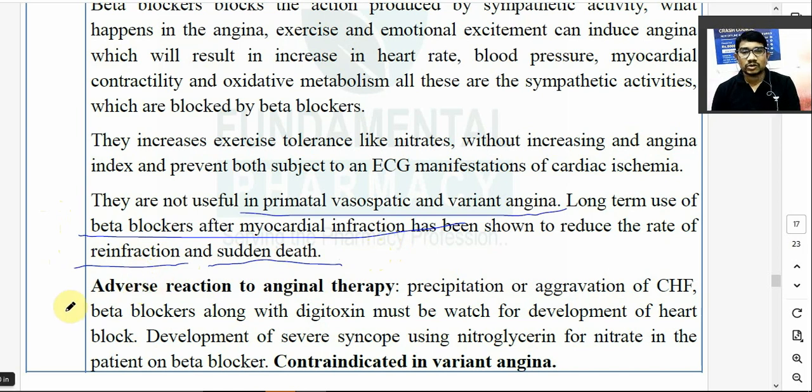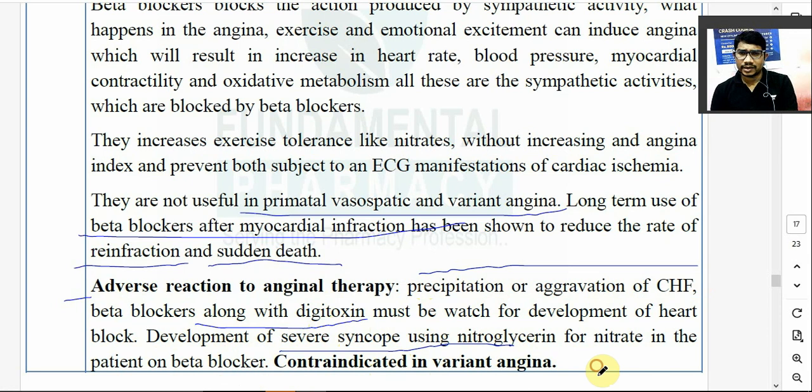Adverse drug reactions of beta blockers. So they can precipitate or aggravate congestive cardiac failure. Beta blockers themselves can create congestive cardiac failure. Beta blocker along with digoxin or digitoxin must be monitored, because it will increase the activity of digoxin. Development of severe syncope, meaning severe hypotension, can occur using nitroglycerin or a nitrate in a patient on a beta blocker. So beta blockers and nitrates are also contraindicated. Beta blockers are contraindicated in case of variant angina.